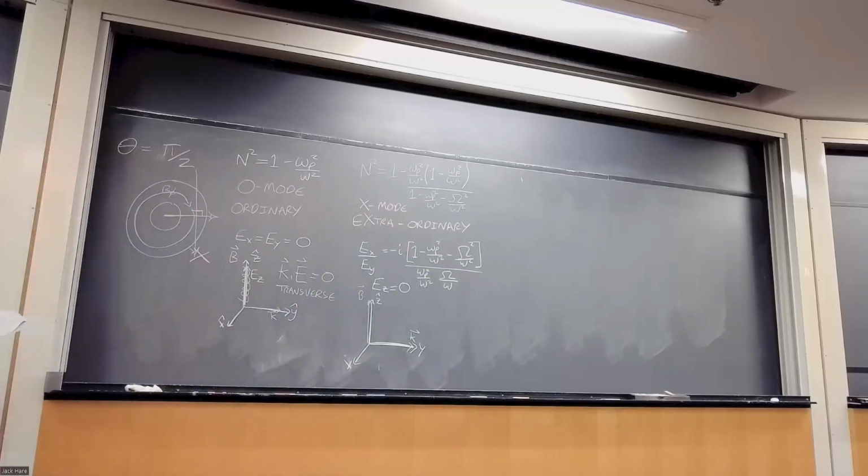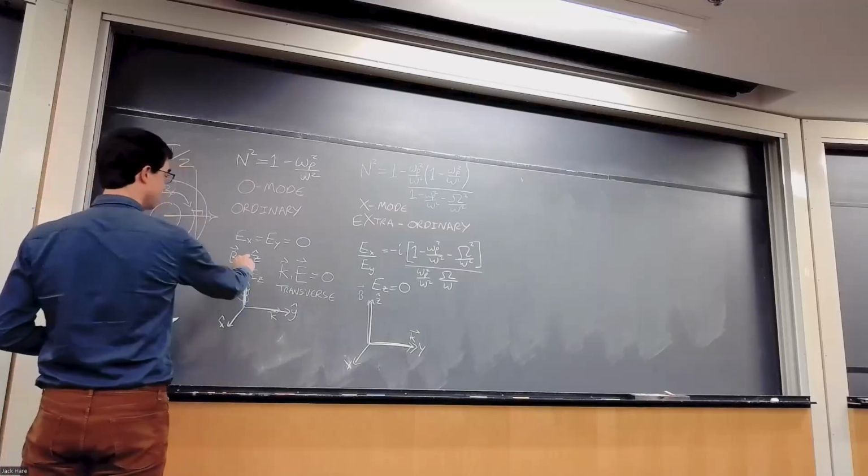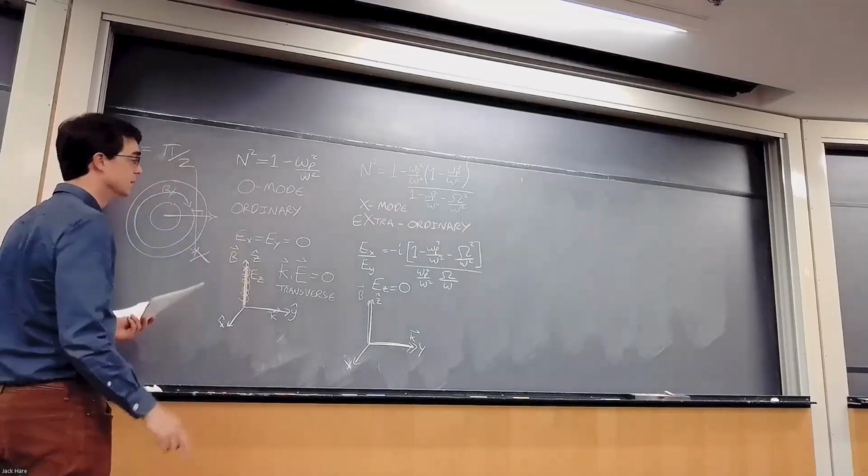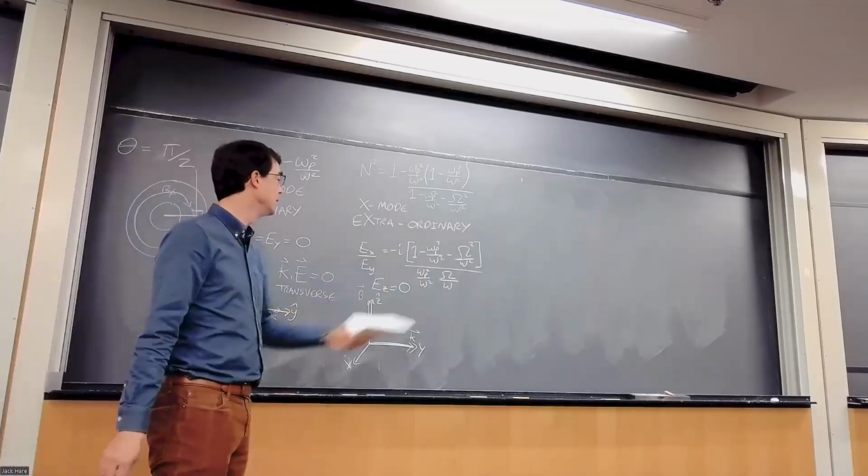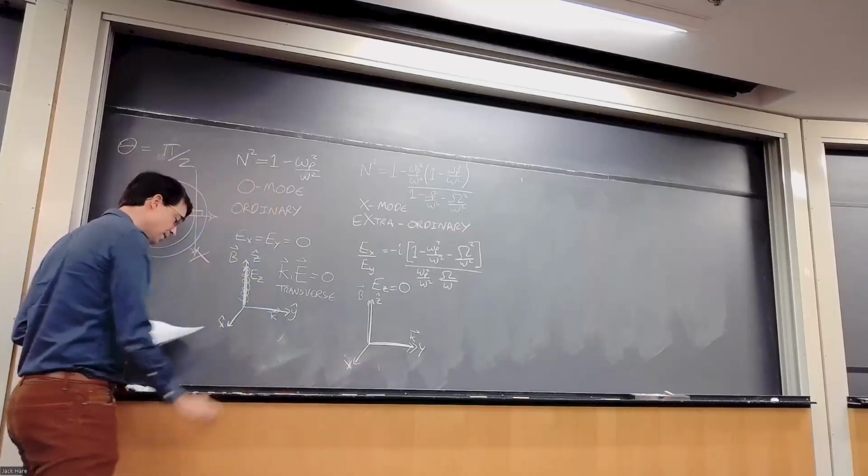Can anyone tell me what the electric field looks like here? Previously, we said the electric field was just pointing in the Z direction, as it was. But now it looks a little bit more complicated. Does anyone know what the electric field looks like?